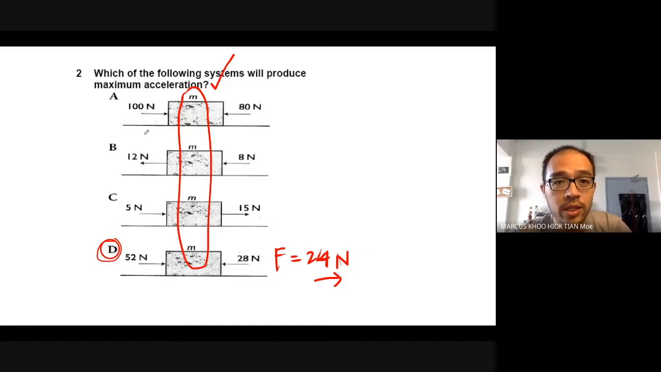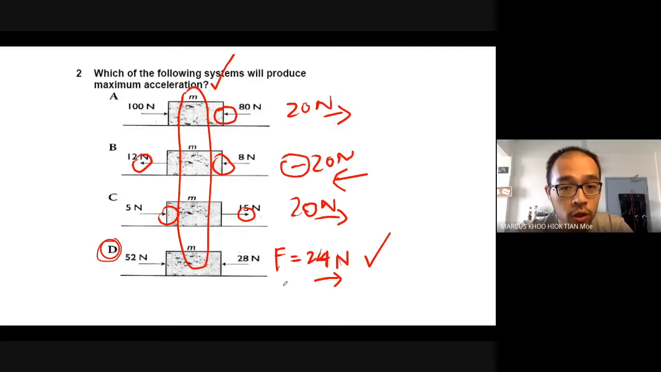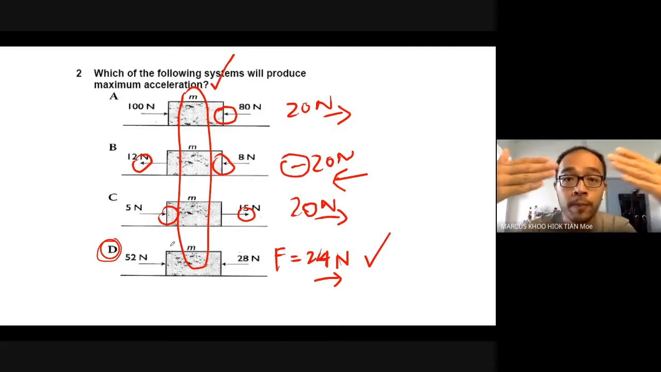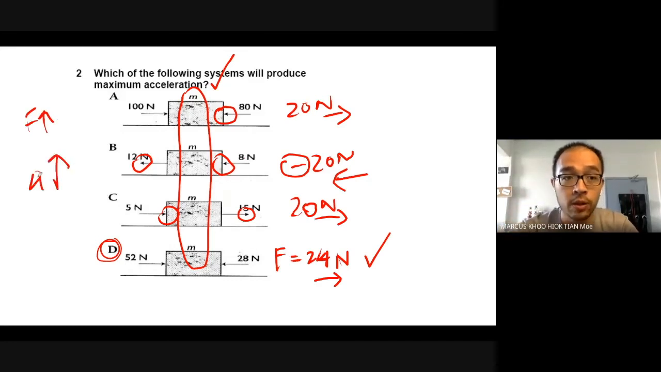If you consider all situations, situation A is 20 newtons only, because 100 minus 80. Look at the arrows, people. 100 minus 80 is 20 newtons to the right. This one is 12 and 8, in the same direction, so it is negative 20 newtons, going to the left. This is 5 and 15, which is 20 newtons, but since they are in the same direction, it will be to the right. So Chen He has gotten this correct. It's 24 newtons to the right, even though they are opposing one another. We want to look at the resultant force, because the bigger the force, the harder you push the trolley, the faster it's going to go, the bigger the acceleration. And we want that.